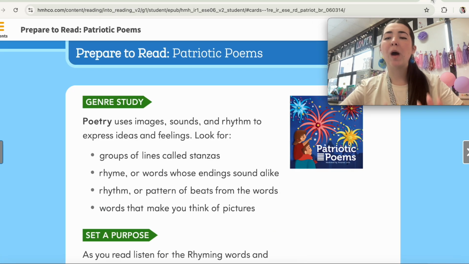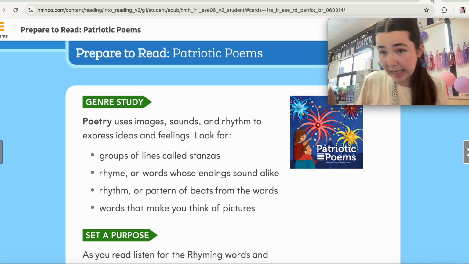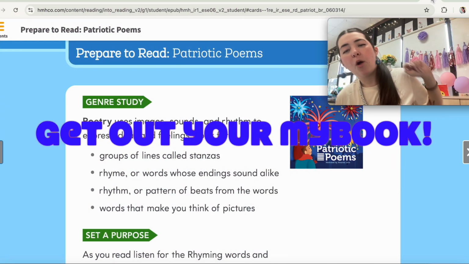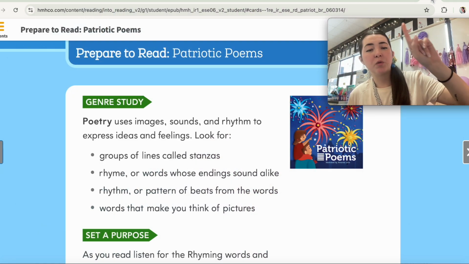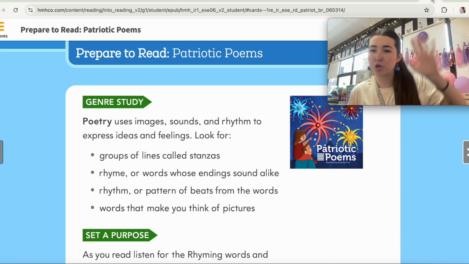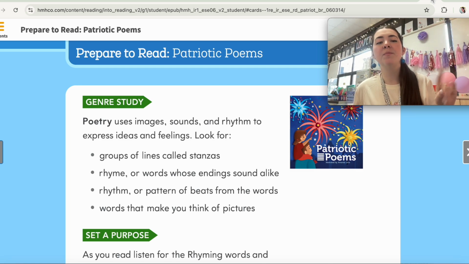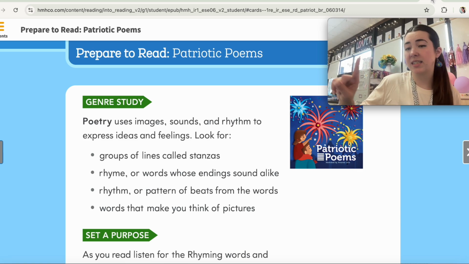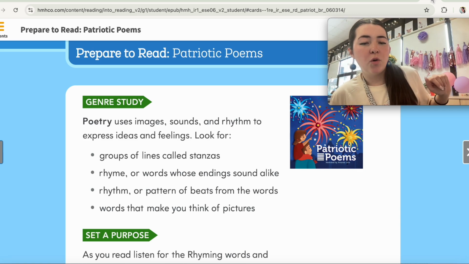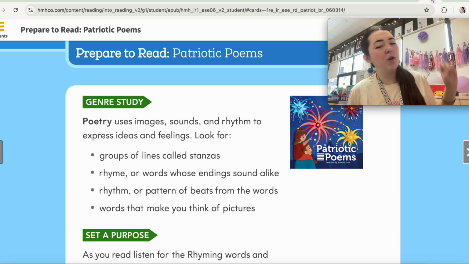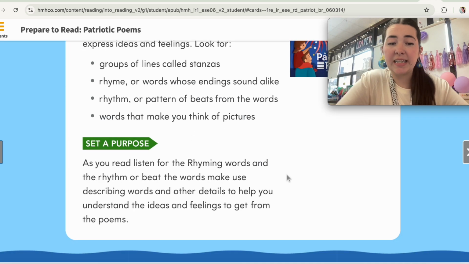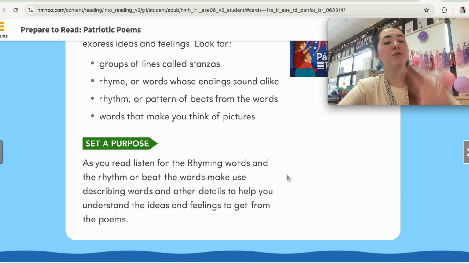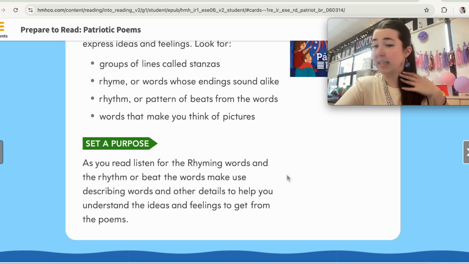So, let's get right on into this. We are going to jump right over to my book, which you will be needing today. Our genre, once again, is poetry. Poetry uses images, sounds, and rhythm to express ideas and feelings. We're going to look for groups of lines called stanzas. I'll show you what stanzas look like when we open our books and read them. We're going to be looking for rhyme, or words whose endings sound alike. We're going to be looking for rhythm, or patterns of beats from the words, and for words that make us think of pictures. Our purpose for reading today: as we read, we're going to listen for the rhyming words and the rhythm, or the beat that the words make, and use describing words and other details to help us understand the poems.